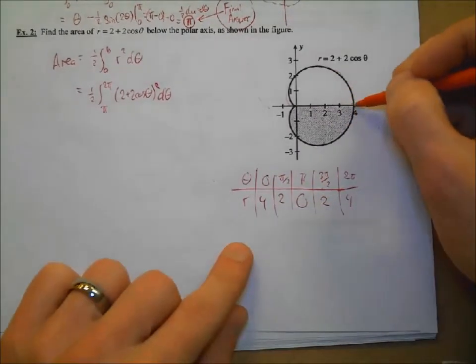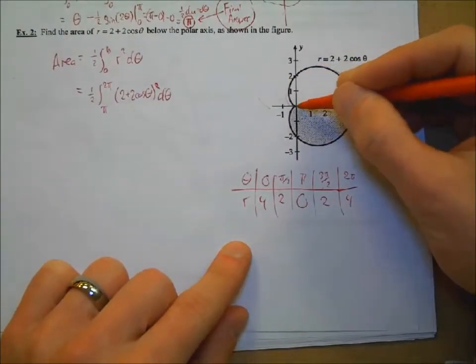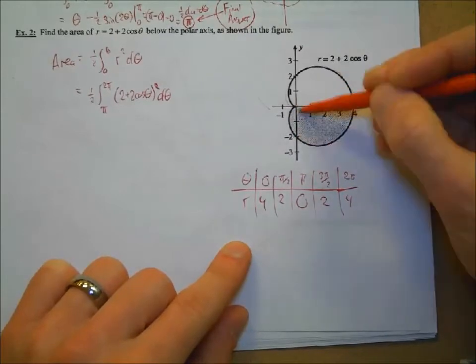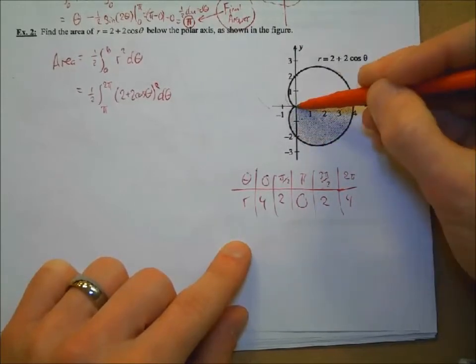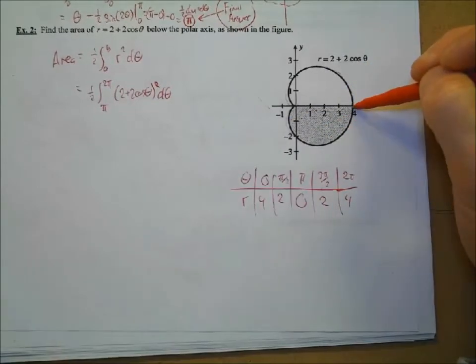You can see there's our 0, 4, there's our pi over 2, 2, there's our pi, 0, and then from that pi, we create the 3 pi over 2 and the 2 pi. There's the region right there. So it's from the pole, which starts at pi, out to the polar axis at 2 pi. Okay, so yeah, question.